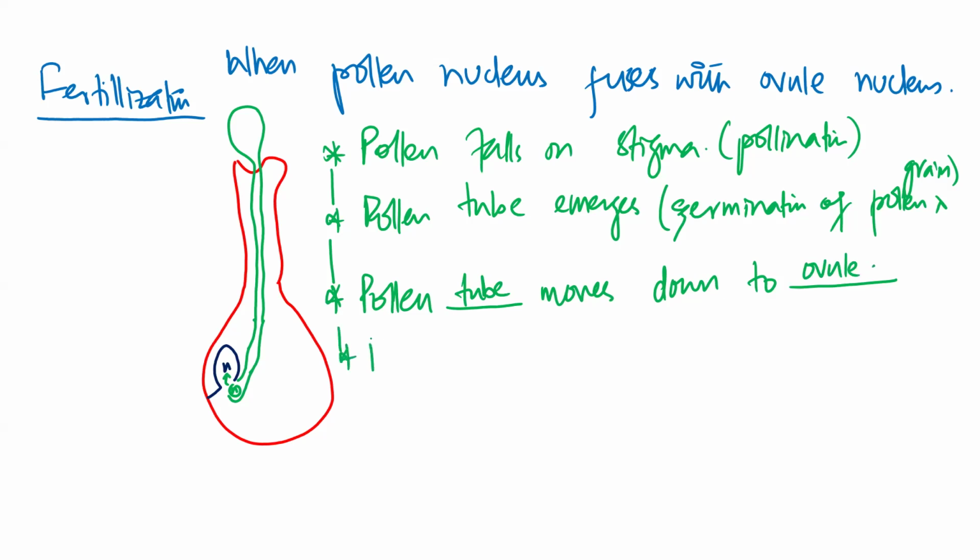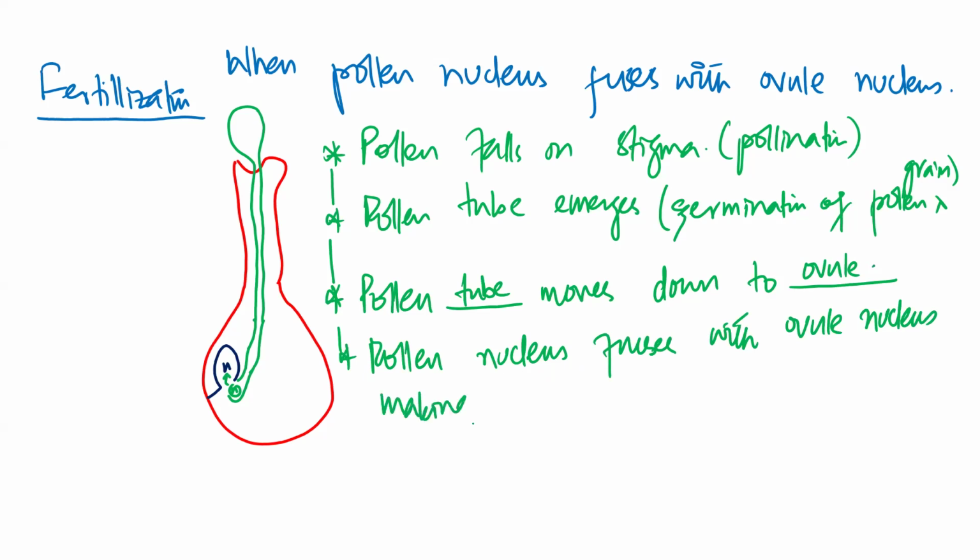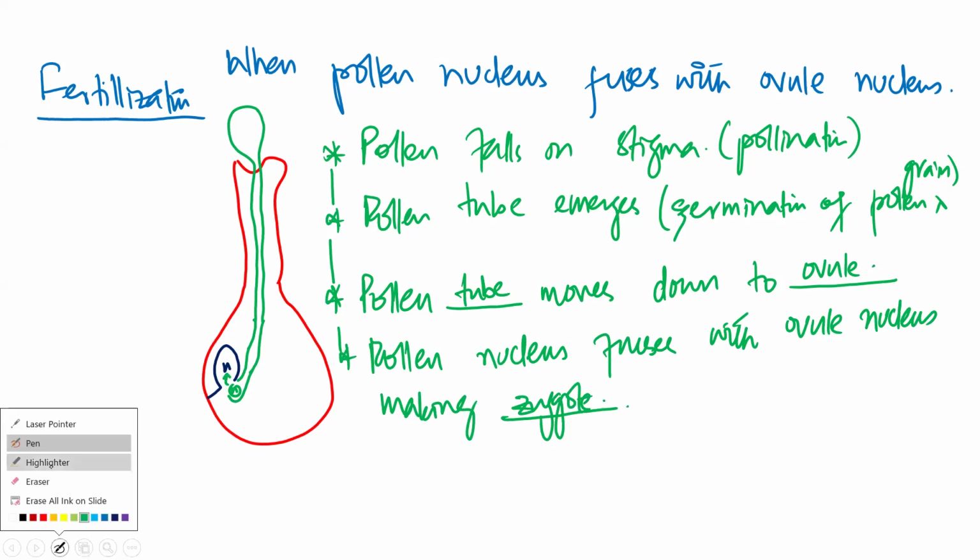Then what happens? Fusion. Pollen nucleus fuses with the ovule nucleus, making a zygote. Micropyle is the entry point of the ovule. This is micropyle.